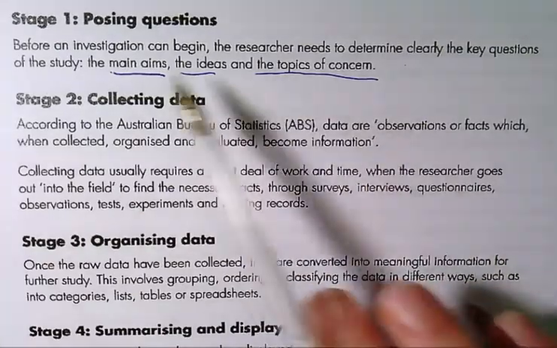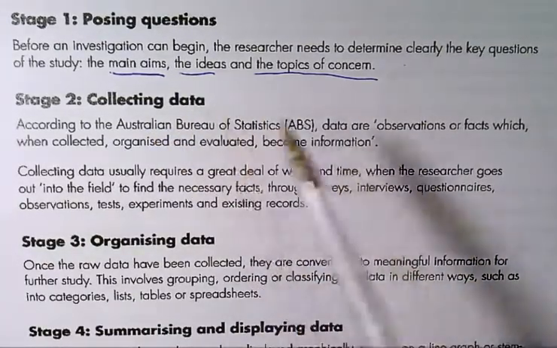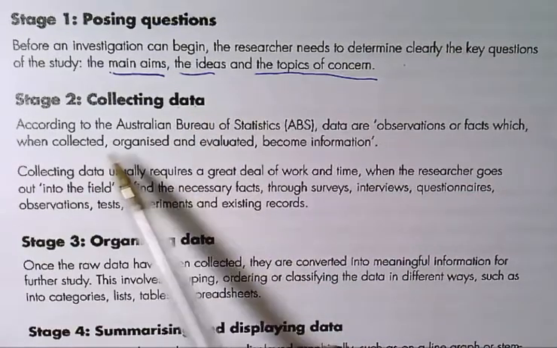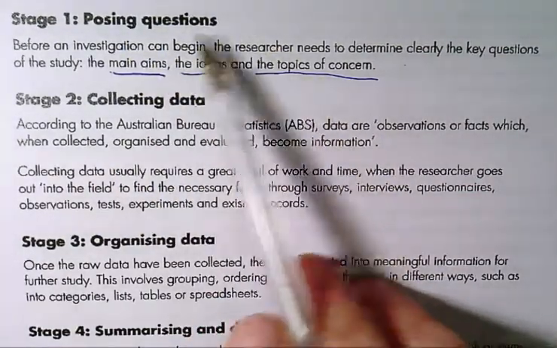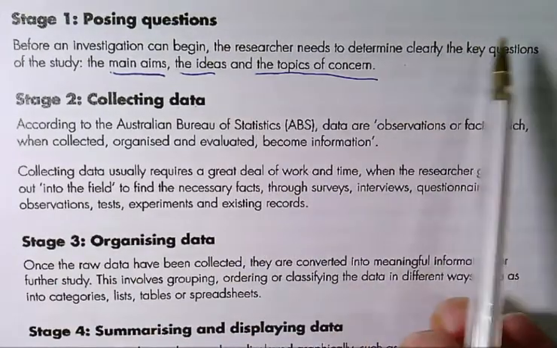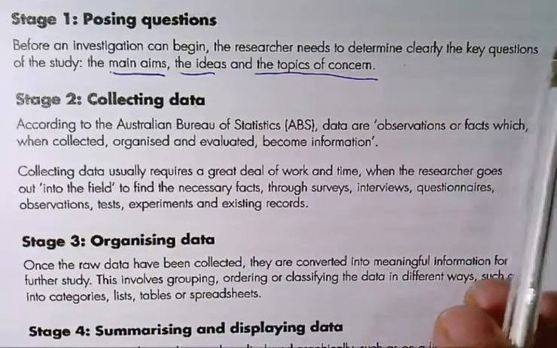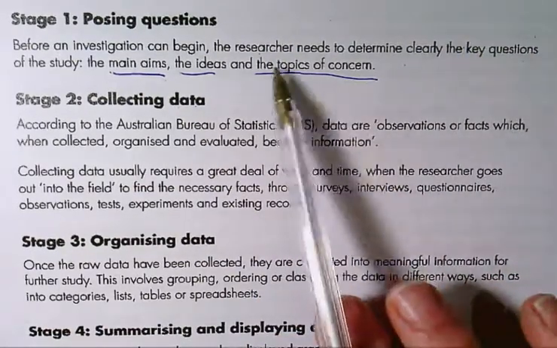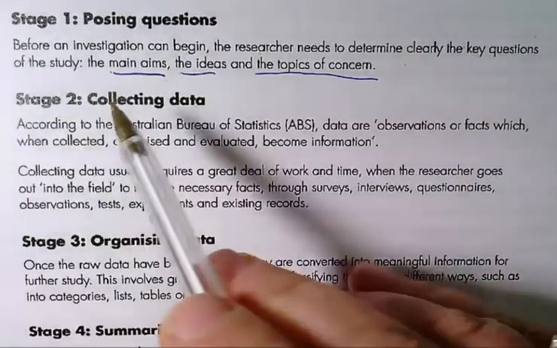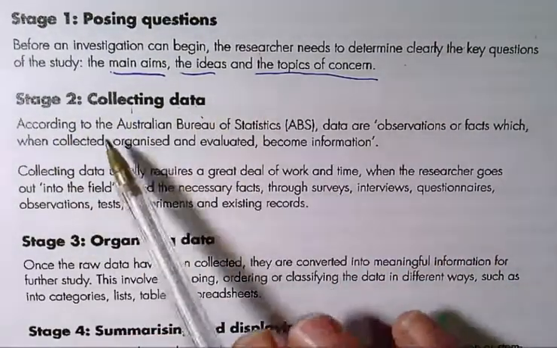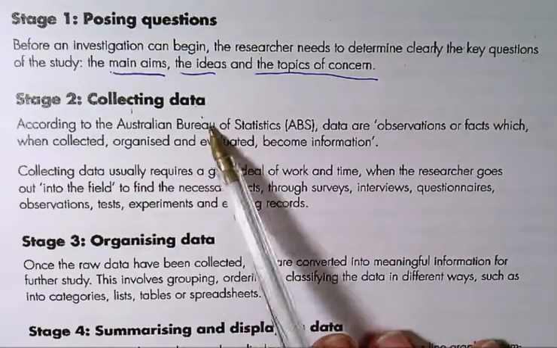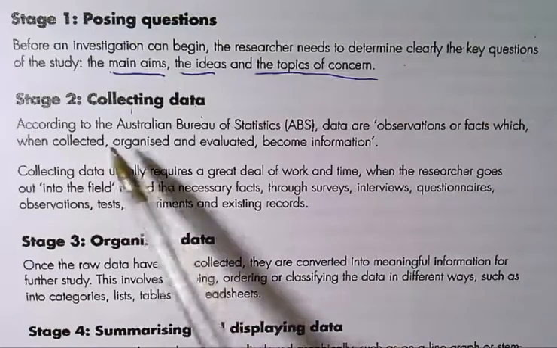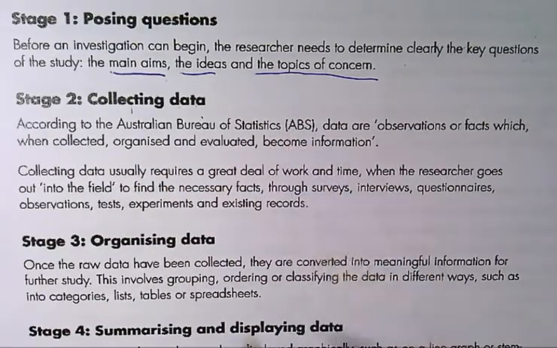The next thing that they will do is collect data, okay? So in posing questions, they're going to have to come up with the questions that they need to ask, okay? Then that will answer the question that they want to know something about, or whatever they're concerned about. The next step is to collect the data, so that's stage 2. According to the ABS, which is the Australian Bureau of Statistics, data are observations or facts which, when collected, organised and evaluated, become information.